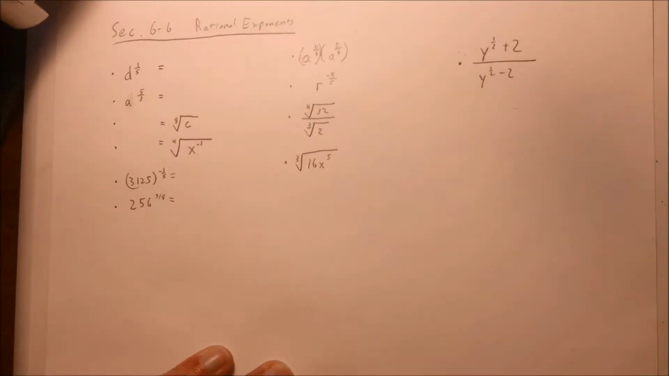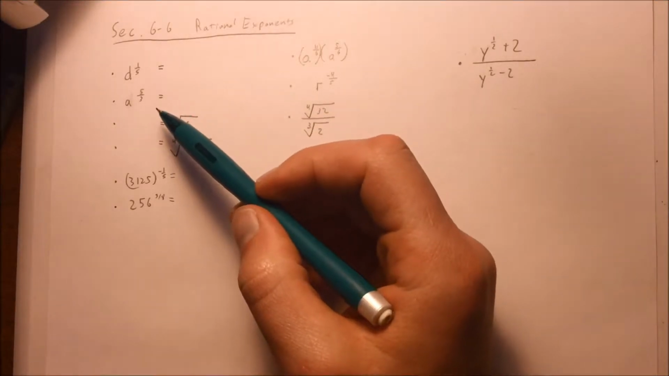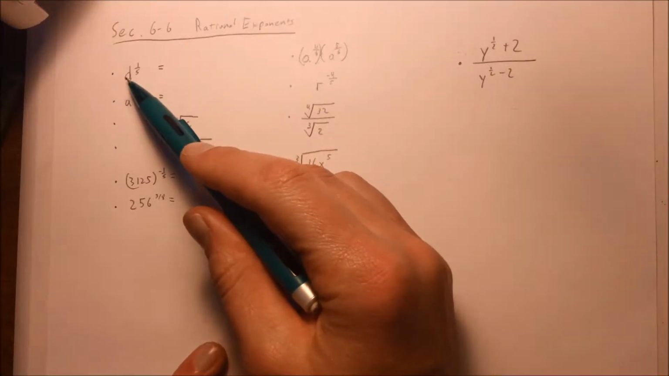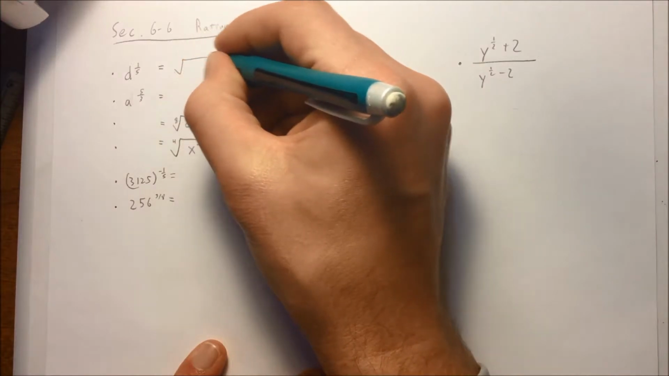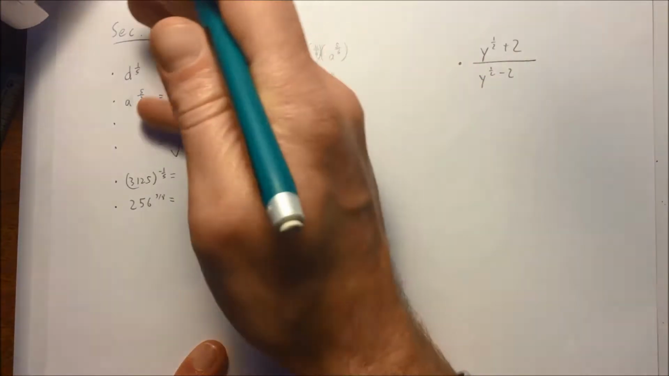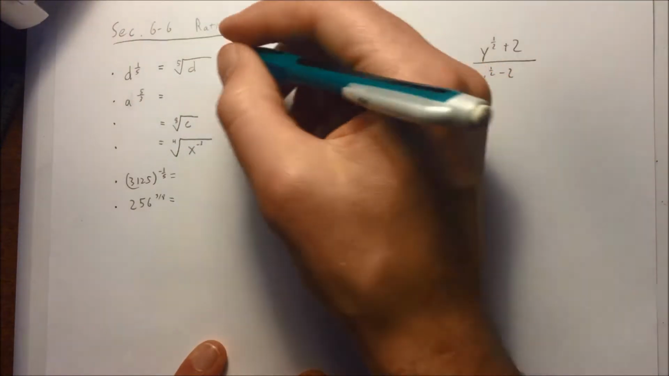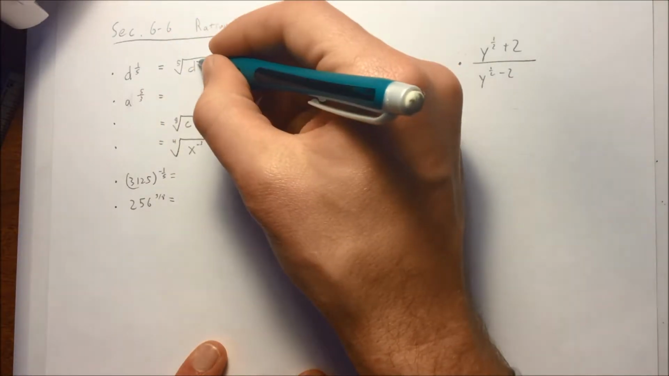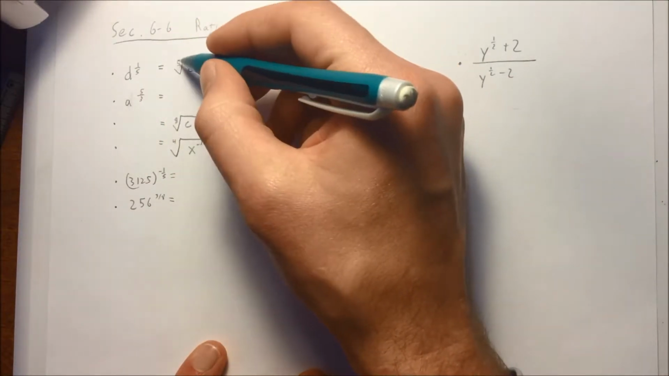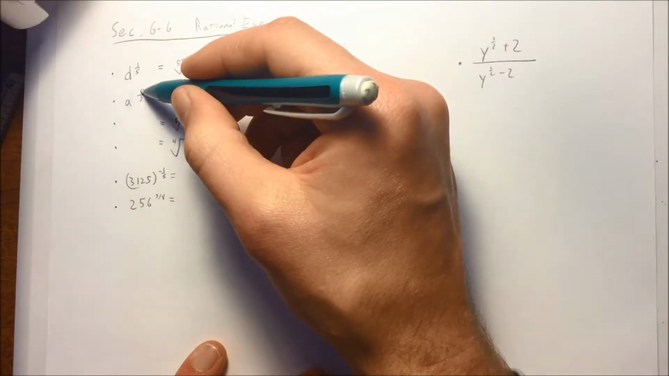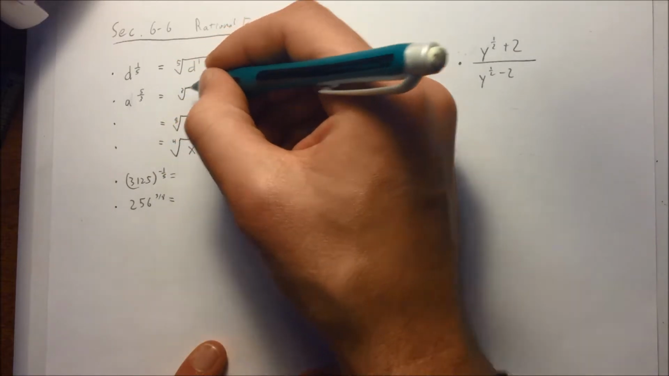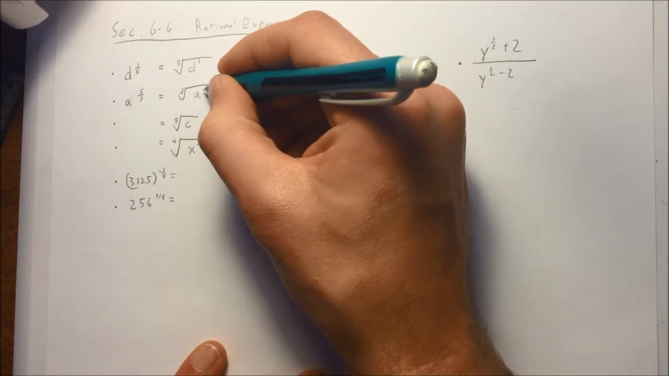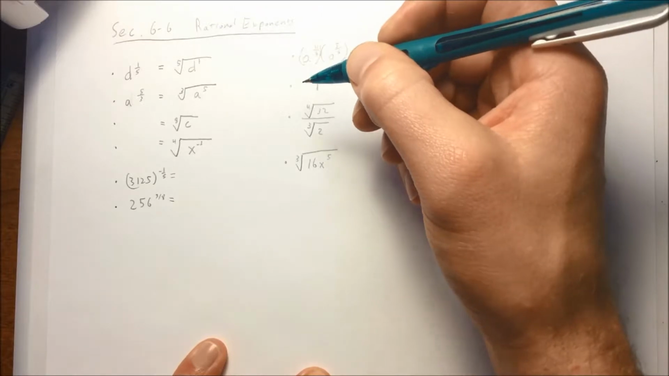Section 6.6, Rational Exponents. I talked about this briefly in Section 6.4. D to the 1/5 is the same thing as the fifth root of D. The numerator goes right here, D to the first, that's the fifth root. So if I had A to the 5/3, this would be the same thing as the cubic root of A to the 5th.